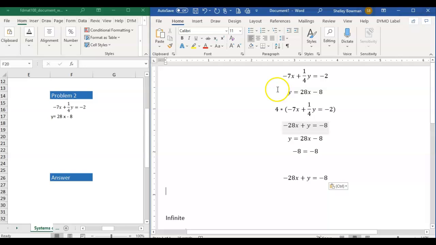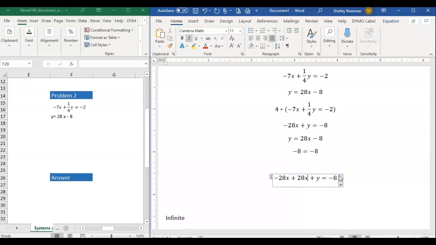We'll take this equation, which is this first one that we changed so that it didn't have a fraction, and we'll just solve it for y by adding 28x to both sides. Add 28x on the left-hand side, negative 28x plus 28x is canceled, so I get positive 28x minus 8, which when we compare it with the second equation is the exact same thing. So that proves that they are two lines that are lying right on top of each other every single moment of the way.